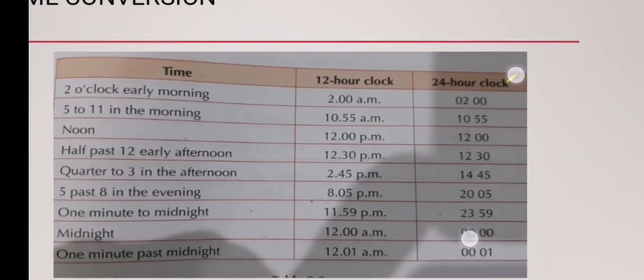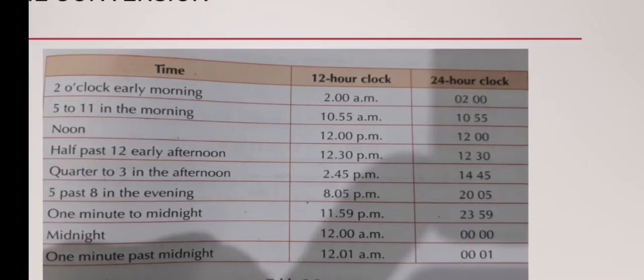Now let's have a look at this slide, which will give you a brief of conversion between the 12-hour clock and 24-hour clock. The first example here is 2 o'clock early morning, written as 2 AM, whereas on the 24-hour clock it is written in 4 digits as 0200. In the same way, 5 to 11 in the morning on the 12-hour clock can be written as 10:55 AM, whereas on the 24-hour clock it is written as 10:55. It will be the same, except we do not write AM or PM with that time.